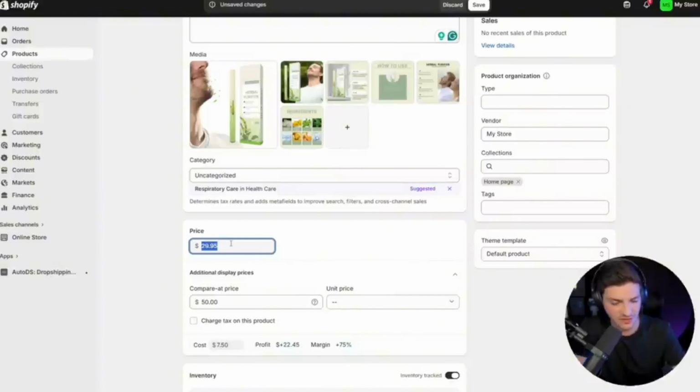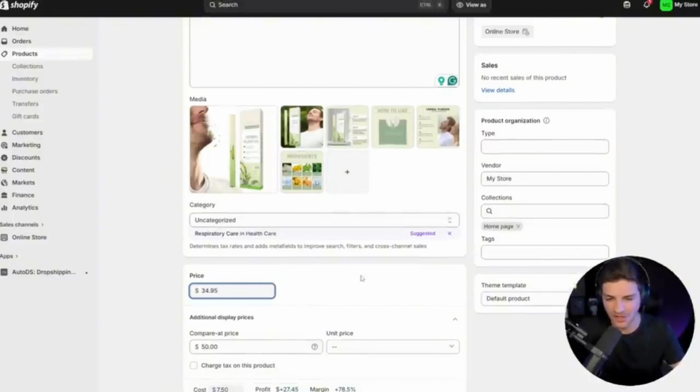But just to give us a little more margin, I think we're going to do $34.95 plus free shipping. That way, instead of just making $20 per order, we're making a little more. We're making 25 bucks.